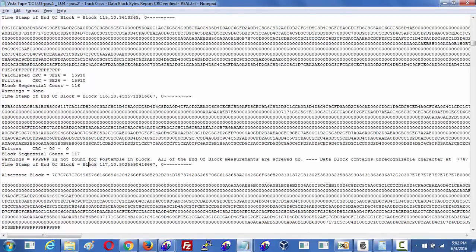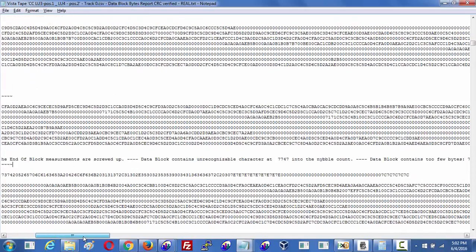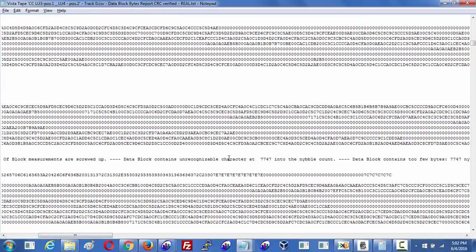So here I'm going to go to block 117 in my Datablock bytes report, the CRC verified version, and I'm going to find the error that it found. And here is where my other program identified a problem with this block. It basically said the postamble isn't present. All of the end block measurements are messed up. And so, Datablock contains unrecognizable characters at 7477 into the nibble count.